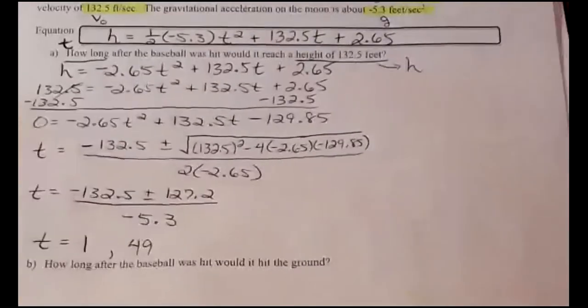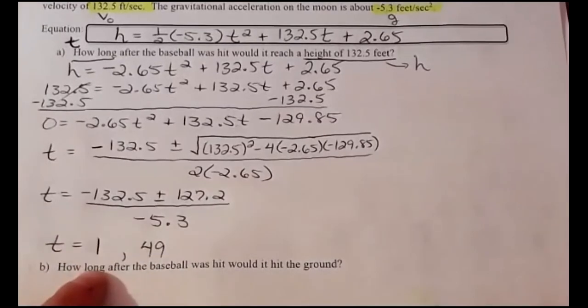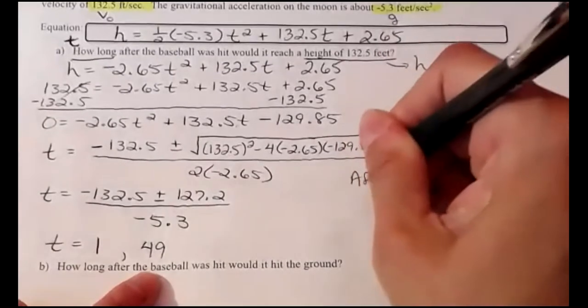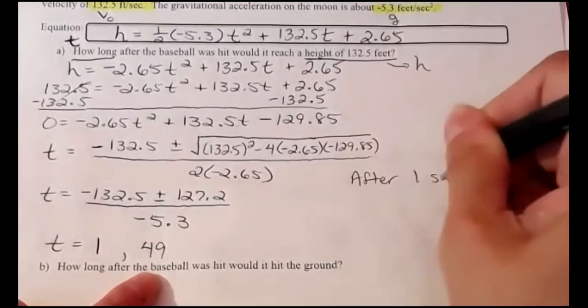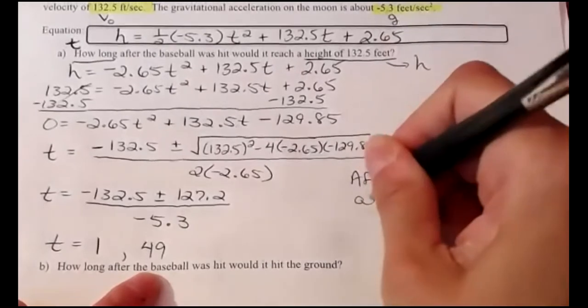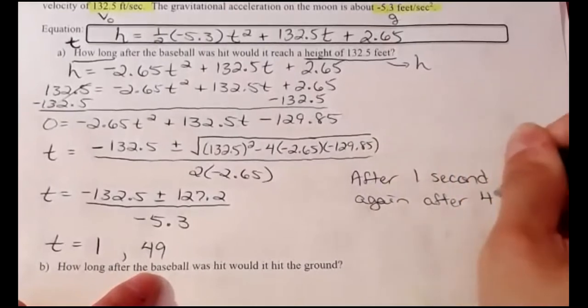So how long after the baseball is hit would it reach a height of 132.5? It would be after 1 second and then again after 49 seconds.